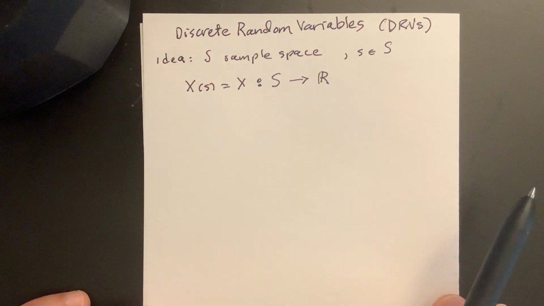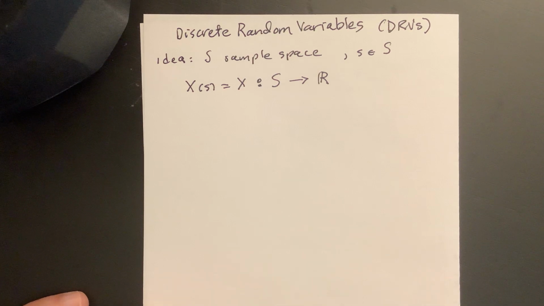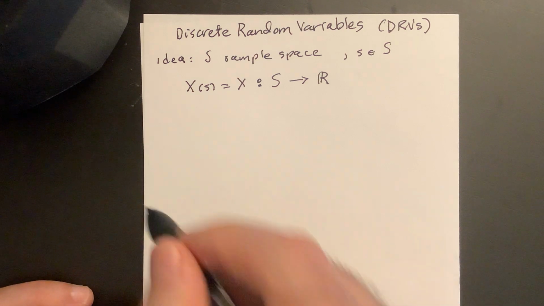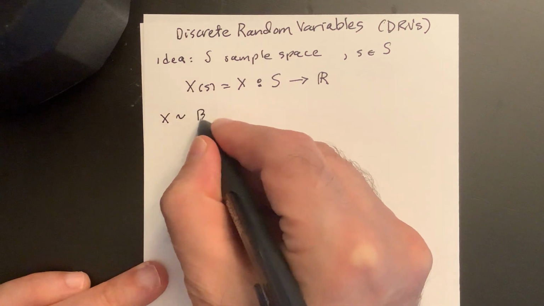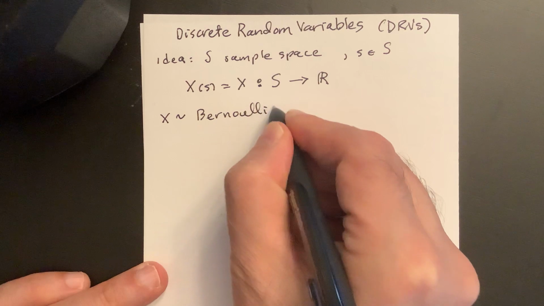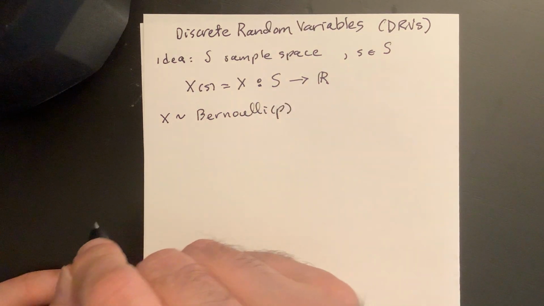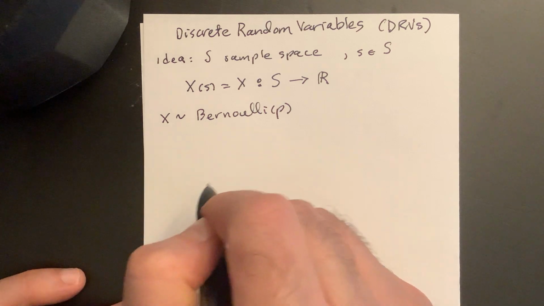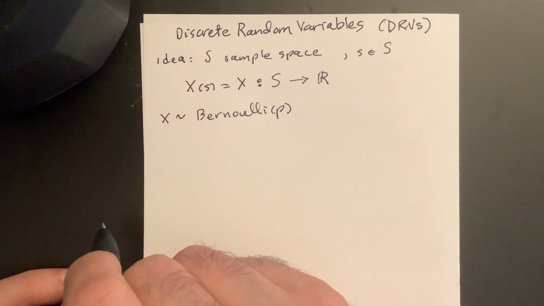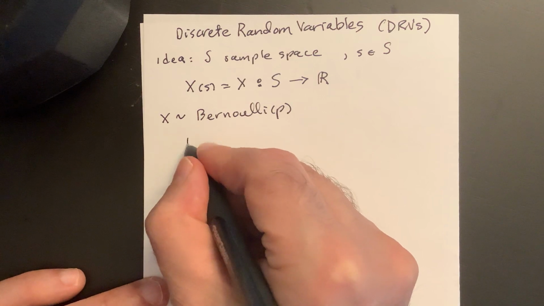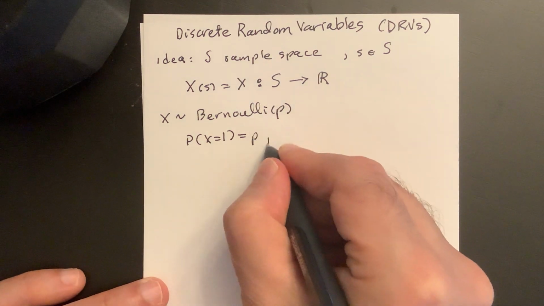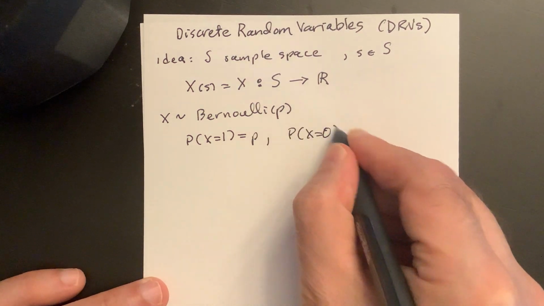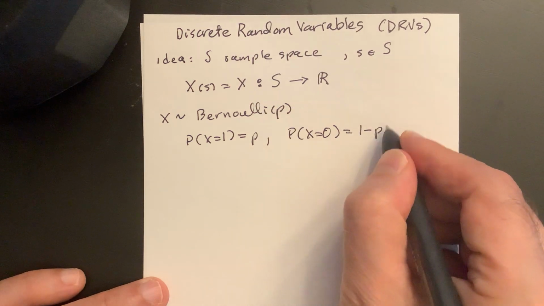So the simplest and maybe the most important one, several of these have names, is the Bernoulli random variable. So for an example, we'll usually write this with this tilde sign, x is Bernoulli p. This means that x is either 0 or 1 with probability p as follows. This means the probability x is 1 is equal to p, and the probability x is 0 is equal to 1 minus p.